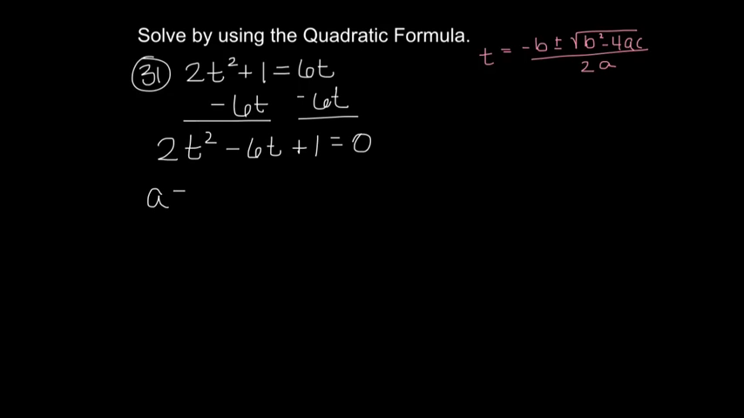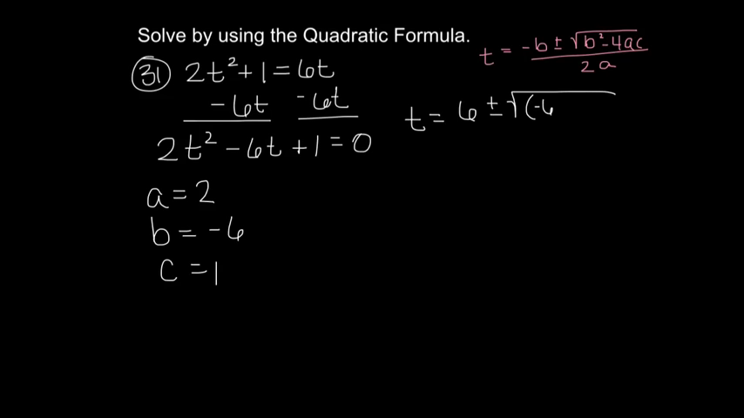A is the coefficient of the t squared term, so that is just 2. B is the coefficient of that linear term, which is negative 6. And C is positive 1. Plugging those into the formula, B is negative 6, so the opposite is positive 6, plus or minus the square root of B squared, so that's negative 6 squared, minus 4 times A is 2, and C is 1, all over 2 times A, so that's all over 2 times 2.